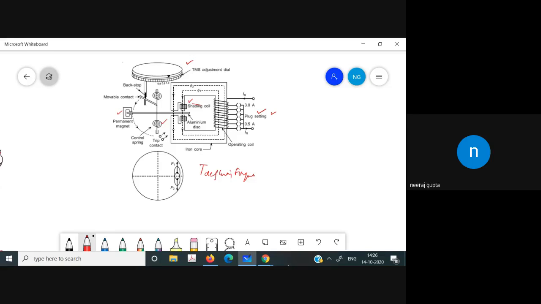Deflecting torque is directly proportional to the square of the current, because two fluxes are involved in that. So we can call it a deflecting torque. Now, as we have seen, the spring provides the controlling torque. That is, the controlling torque is provided by the spring.